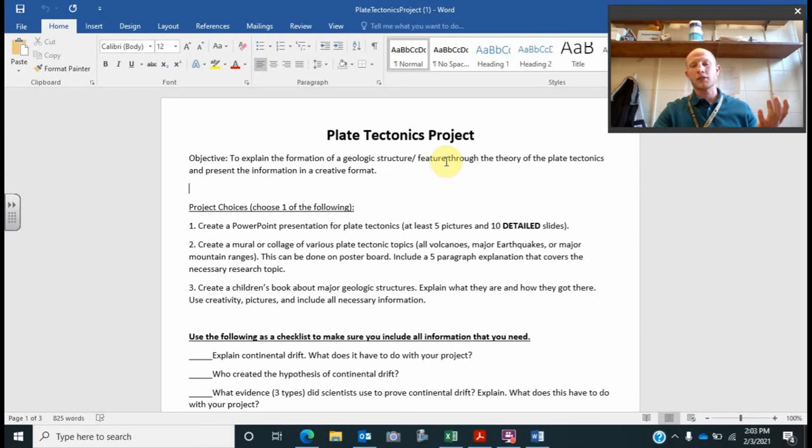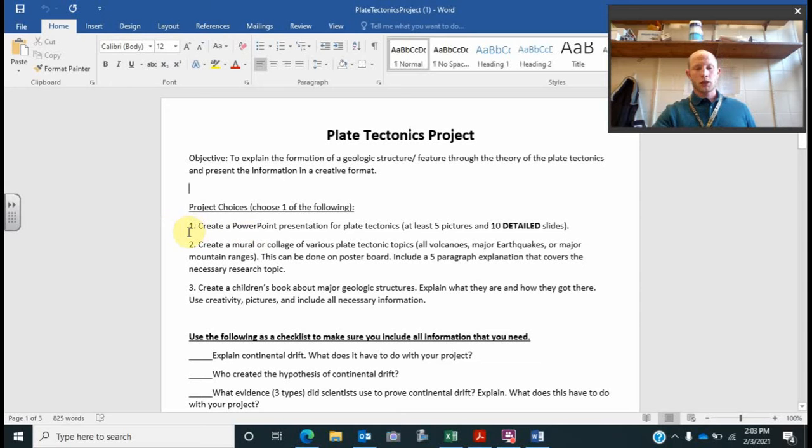How did this event happen, or how did that volcano erupt? And then you're going to do research on it. As you're doing research on it, you're going to tell me how it got there and all that stuff by using Continental Drift, the theory of seafloor spreading, and then you wrap it all up with plate tectonic theory. So you can do it in one of three ways.